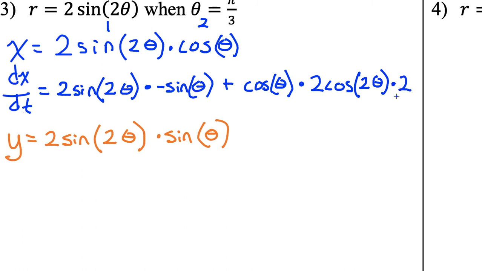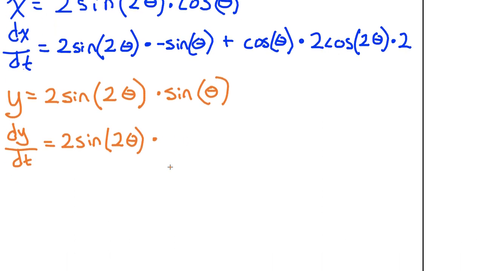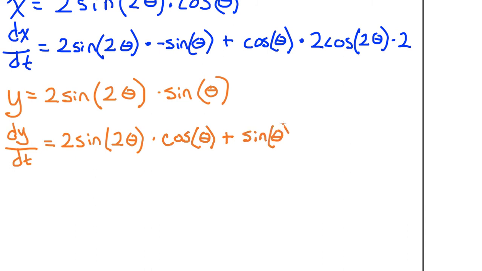Alright, and very similarly, we're going to do dy dt. This is going to be, again, 1 is 2 sine of 2 theta times, so d2 is going to be cosine of theta plus 2d1, so 2 is sine of theta, and then d1 is going to be the same thing that we had up here in blue, which is going to be 2 cosine of 2 theta times 2.